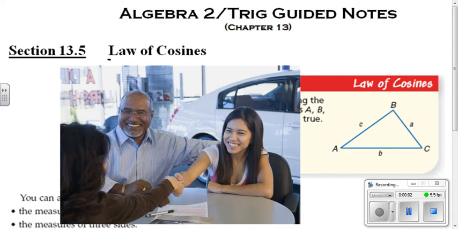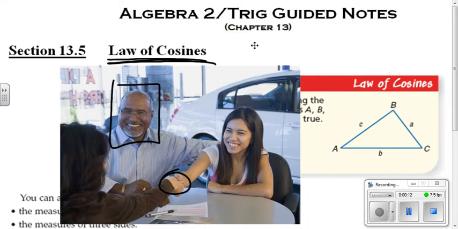Lesson 13.5 is all about the law of cosines, which says anytime that you need to apply for a loan, you always will need a cosigner to make sure that if you default on that debt, then they are now held financially responsible.